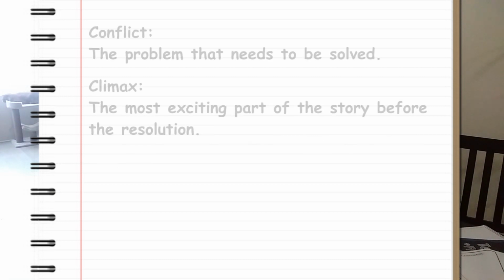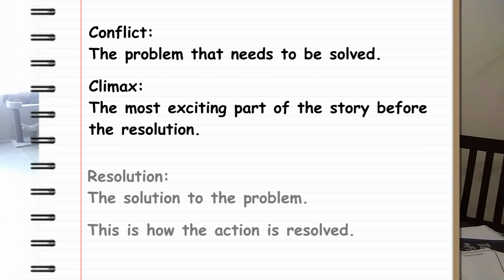Then there's the conflict or the problem. The plot is kind of centered on this conflict. And so the characters have to look for ways to solve the problem. When the story has its most exciting scene, that is called the climax. The solution to the problem is going to be the way that the action is resolved.